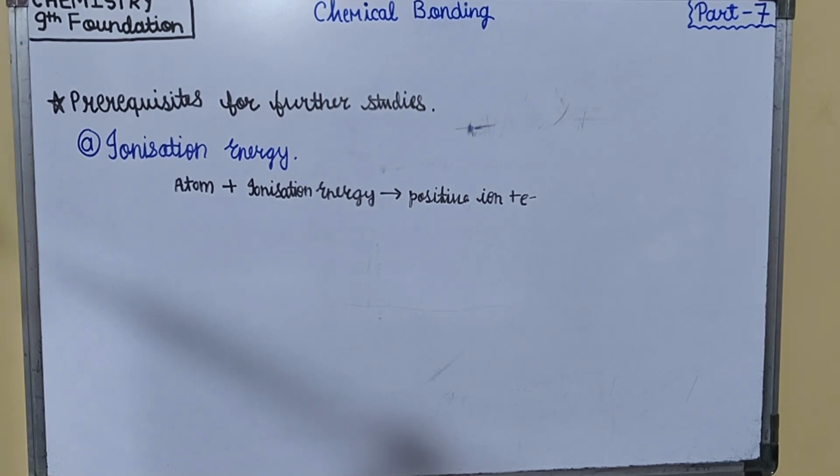The basic factor on which ionization energy depends is the size of the atom. The greater the size of the atom, the lesser is the nuclear pull on the outermost electrons, and so the lesser is the ionization energy.